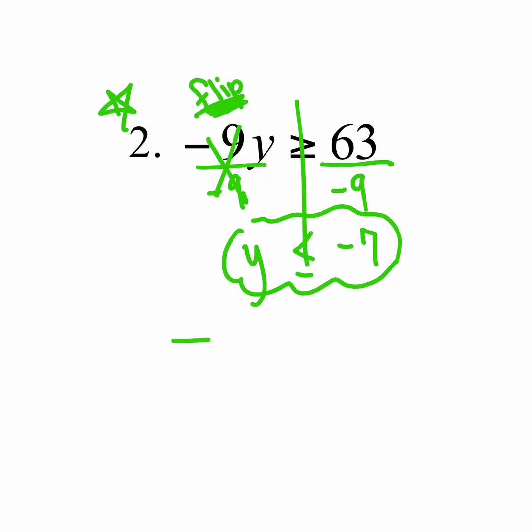Okay, when you graph that, again, you have -7, -8 on the left, -6 on the right. It's going to be a closed circle because it has that equal to part, and we're shading to the left.